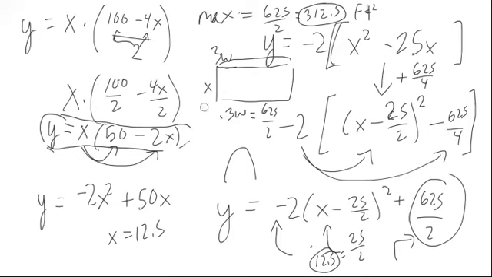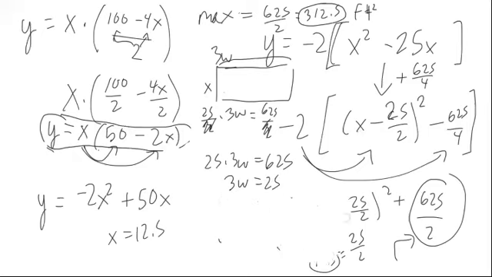Now, for sake of ease, I'm going to use the fraction 25 over 2, because if I multiply both sides by 2, that goes away. And I'm left with 25 times 3w, so 25 times 3w is equal to 625. I'm just trying to stay in one slide here so you can see our work. If I divide both sides by 25, you actually get 3w is equal to 25. And so we end up getting w is equal to 8.3 repeating. So w is equal to 8.3 repeating.